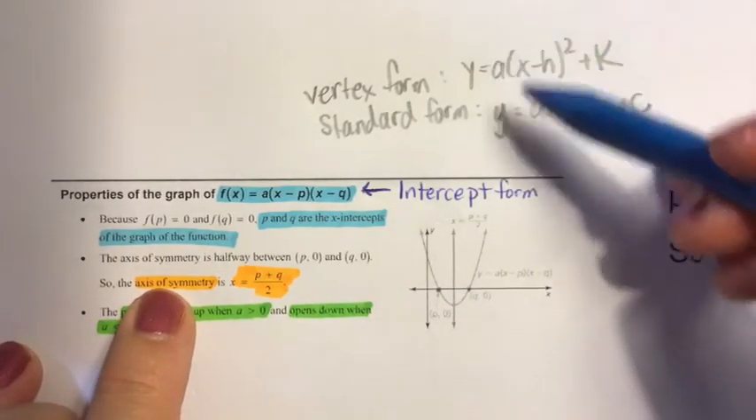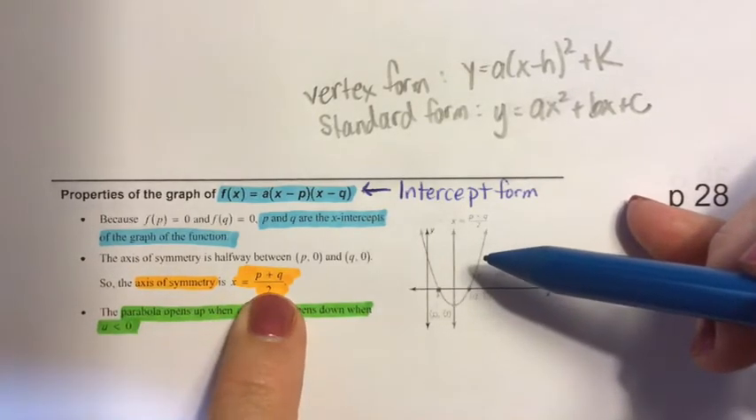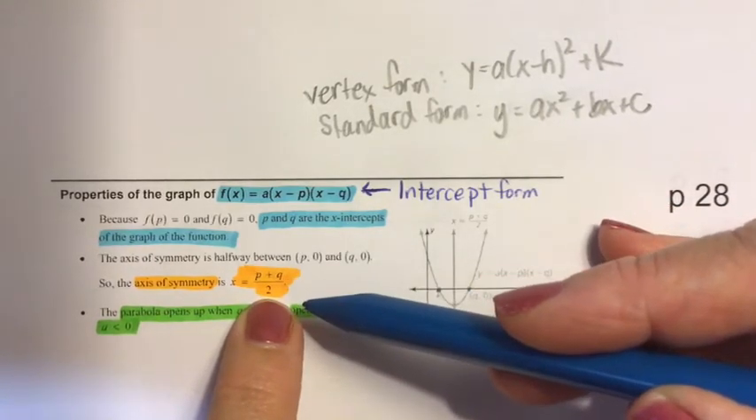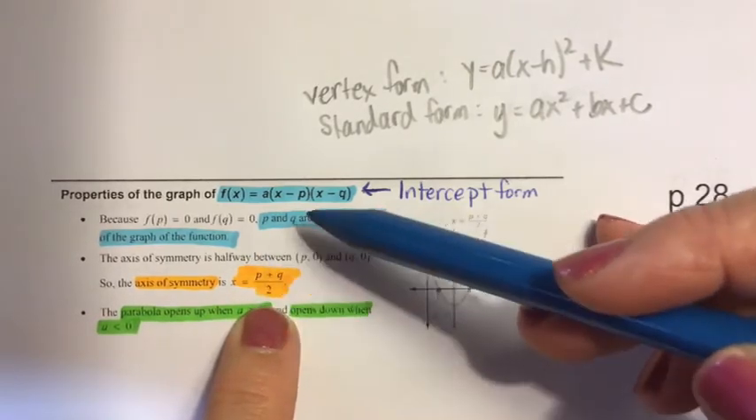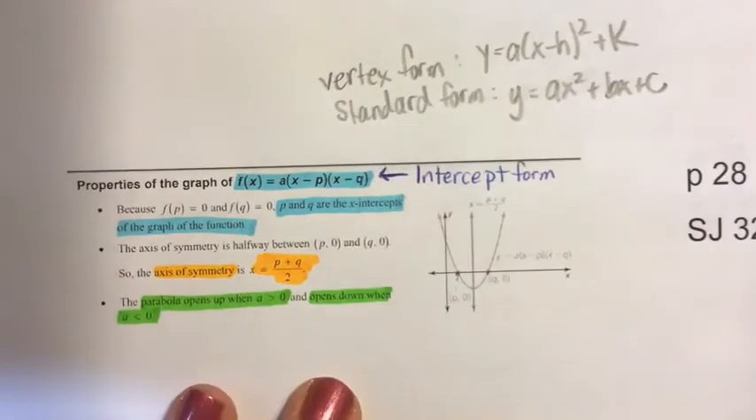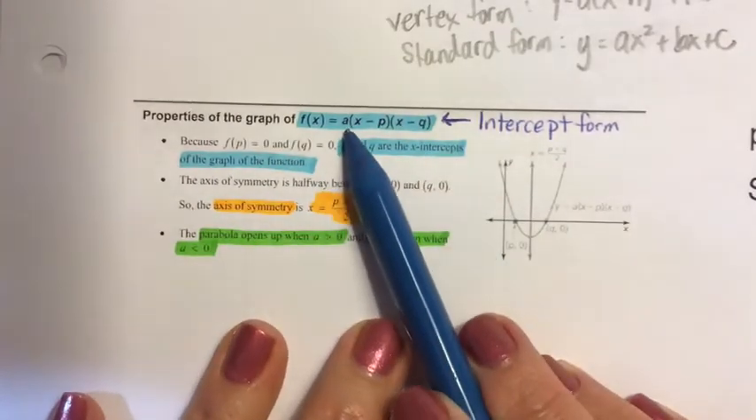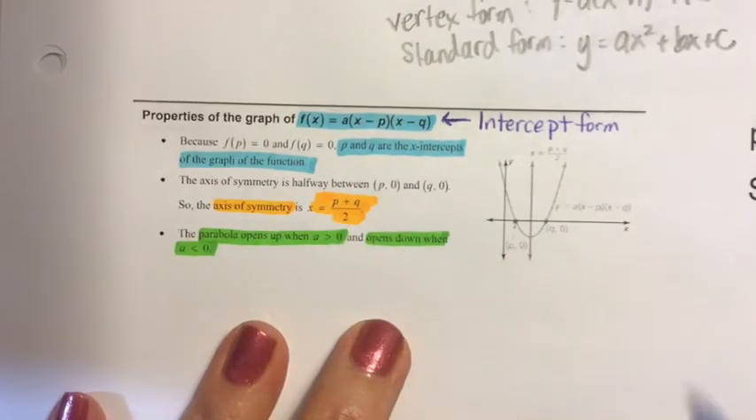The axis of symmetry is halfway between these two intercepts, so that's why the formula for the axis of symmetry here is x equals p plus q divided by 2. So your axis of symmetry is x equals the average of your two x-intercepts. Lastly, we know that that parabola will open up if this a value is positive, and it will open down if this a value is negative.